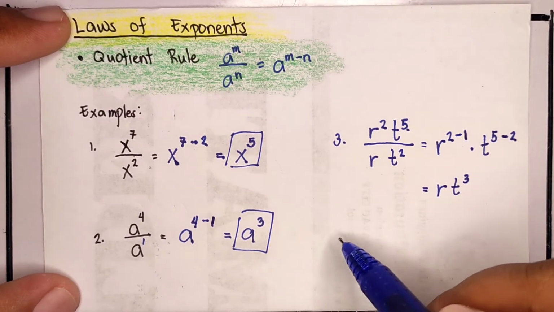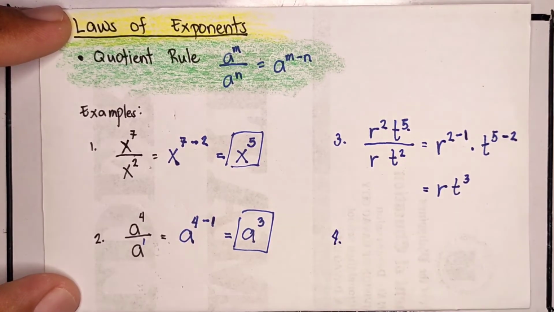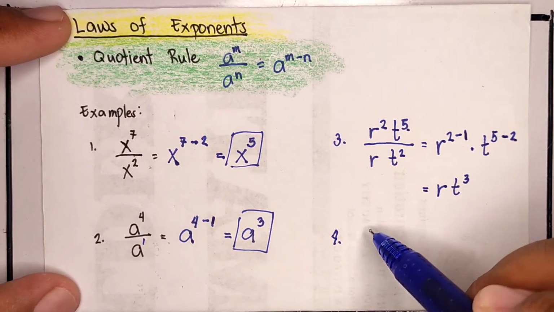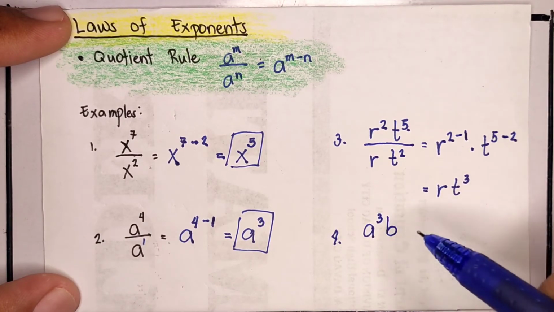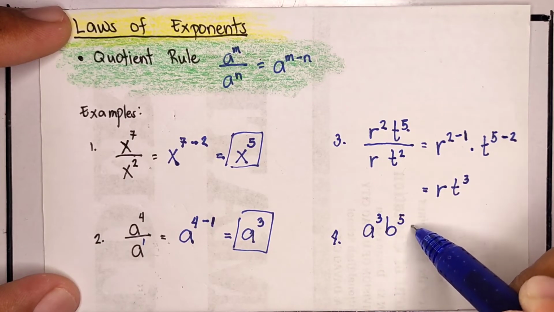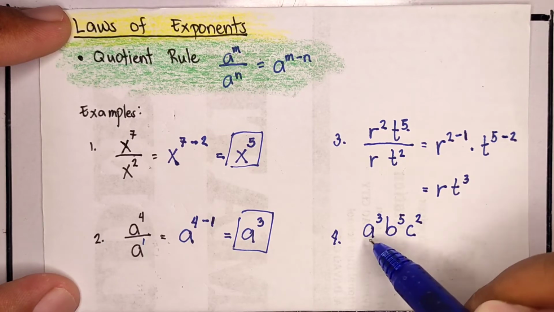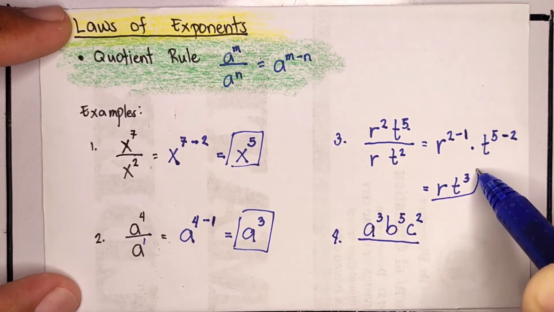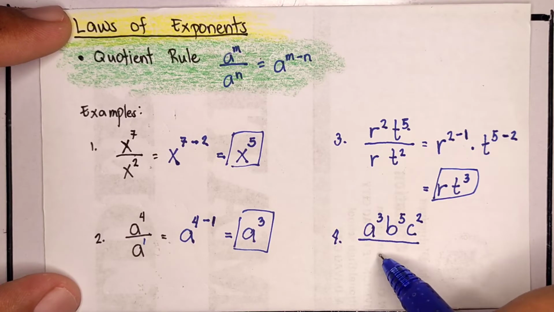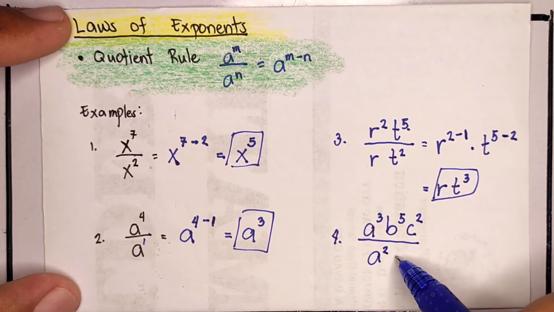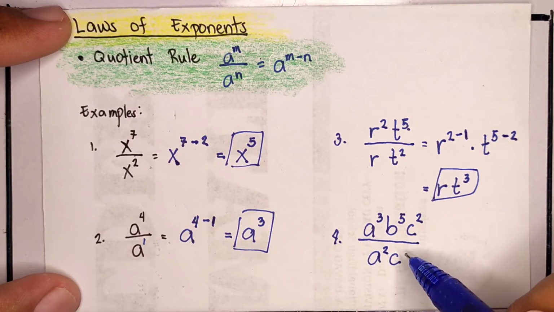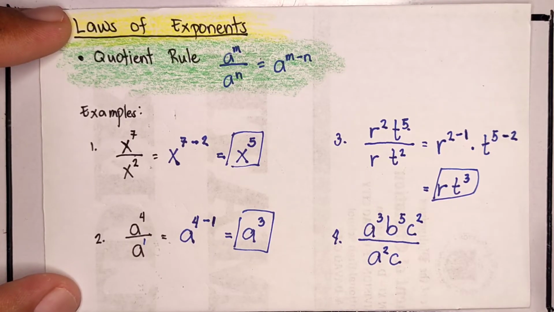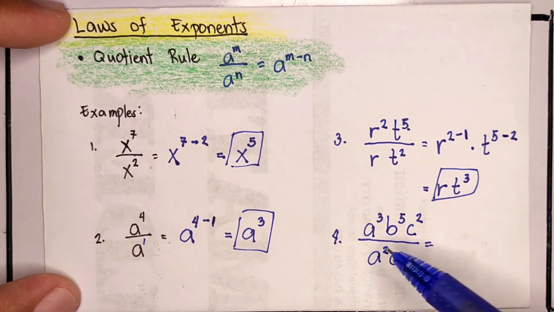Okay, that's it. Then, another example. We have here another example: a cube, b raised to 5, and c squared, all over a squared and c. This was our answer earlier. Okay, let's have here the quotient rule.